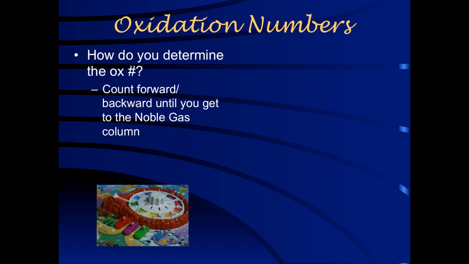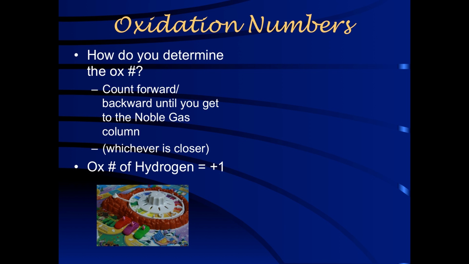You count forward and backward until you get to the noble gases. You'll do whatever is closer, keeping in mind that hydrogen is sort of a weird example, and its oxidation number will be +1. This means that hydrogen would like to lose an electron to be stable.